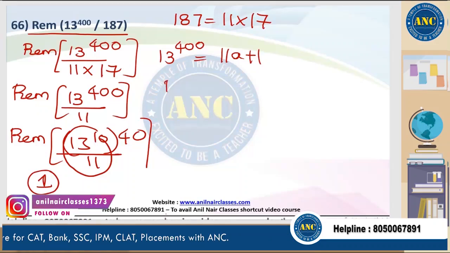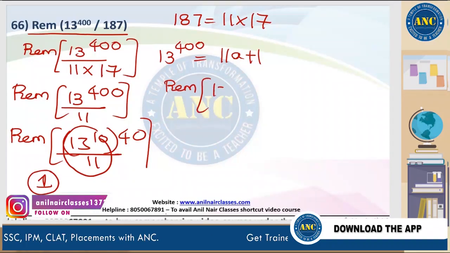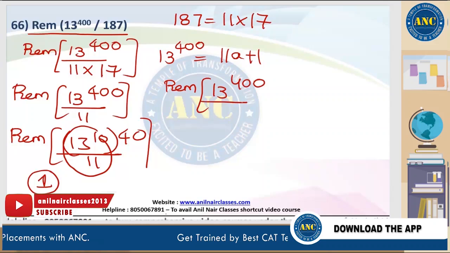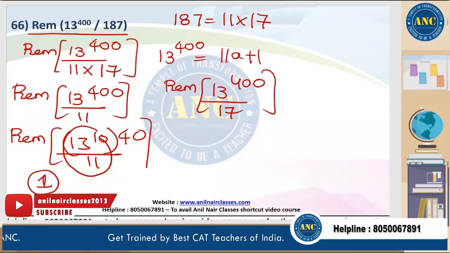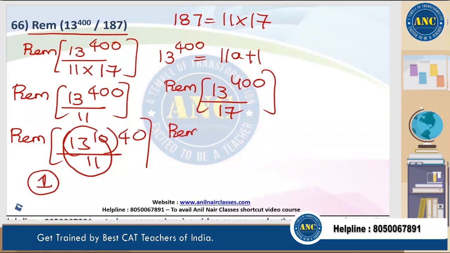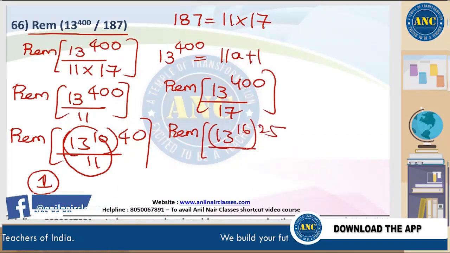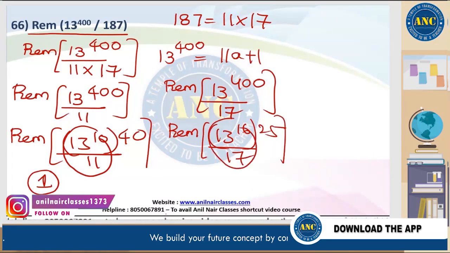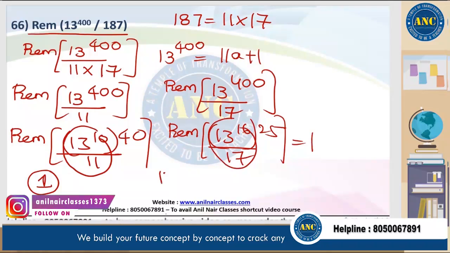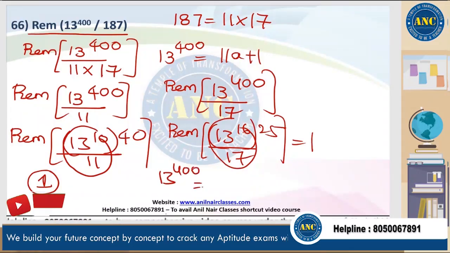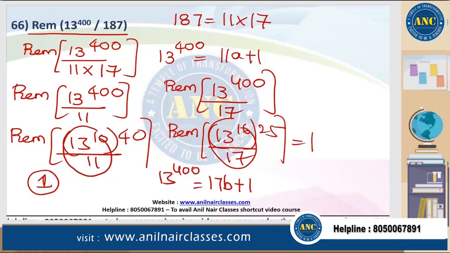Next one, 17. 13 power 400 when divided by 17. 17 is also a prime number. So the numerator power will be 16 and it is 25 divided by 17. Again it is 1. So 13 power 400 is 17b plus 1.